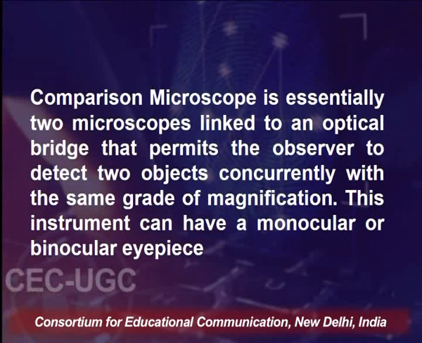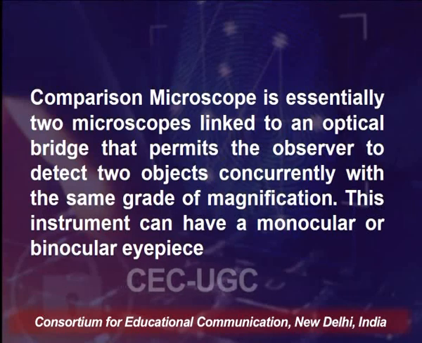This instrument can have a monocular or binocular eyepiece. That means one can view with a single eye or with both the eyes. Two specimens are directly put together under the comparison microscope: the first specimen which is collected from the crime scene, and the second specimen which is the suspected specimen.